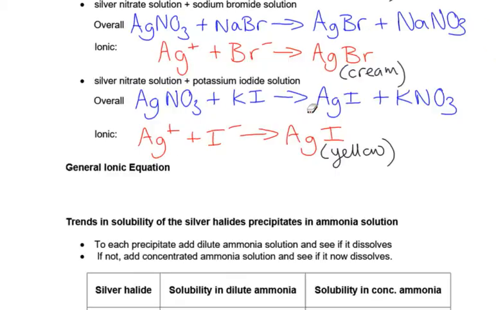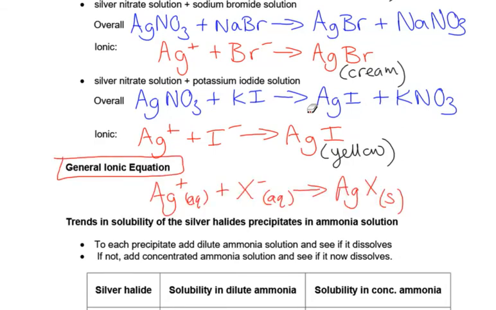The other two are shown there, so the reaction with bromide ion to give you silver bromide, cream precipitate, a reaction with the iodide ion to give you silver iodide, which is the yellow precipitate. So the general ionic equation is Ag+ (aq) plus your X- (aq), whichever halide ion it is, so two solutions, and then react to make your precipitate of AgX, which will be a solid.